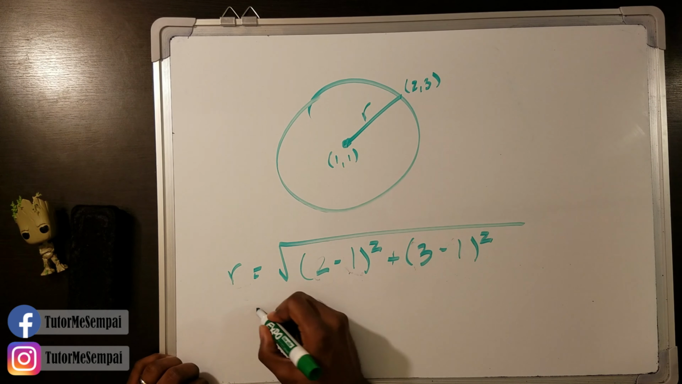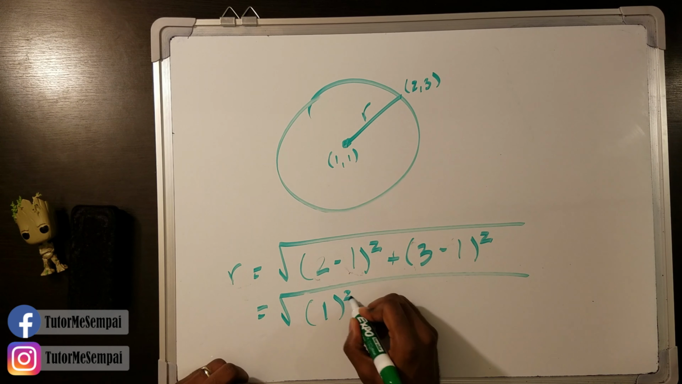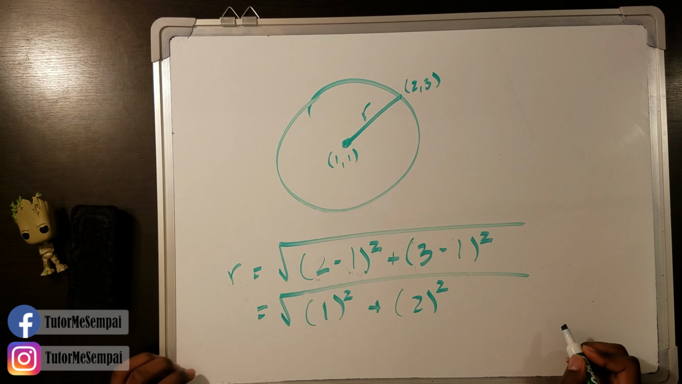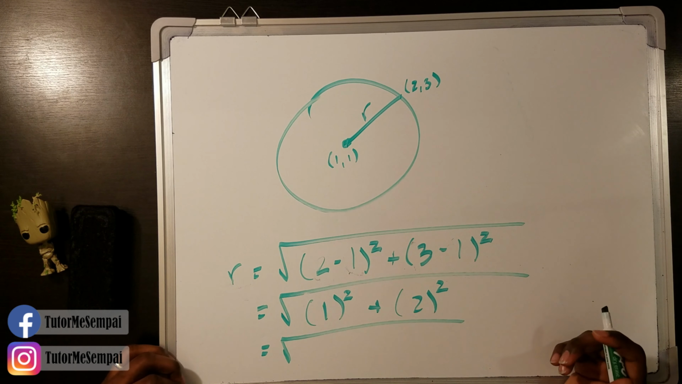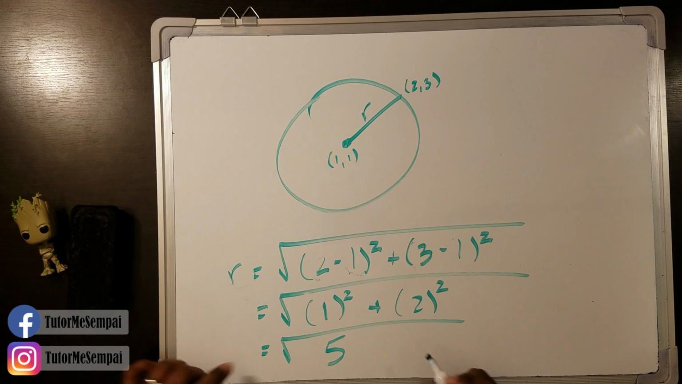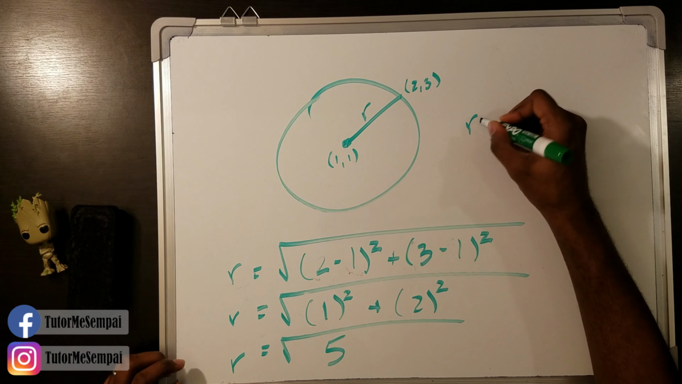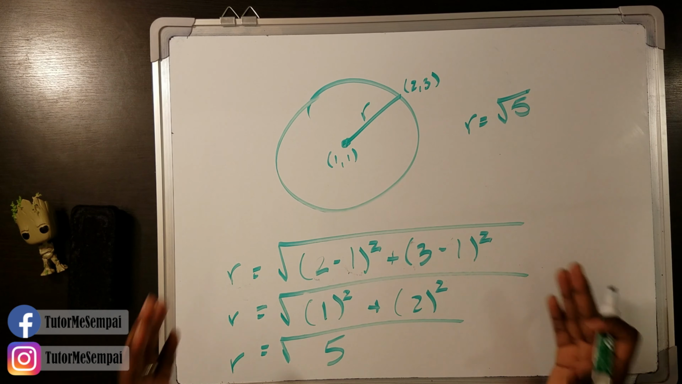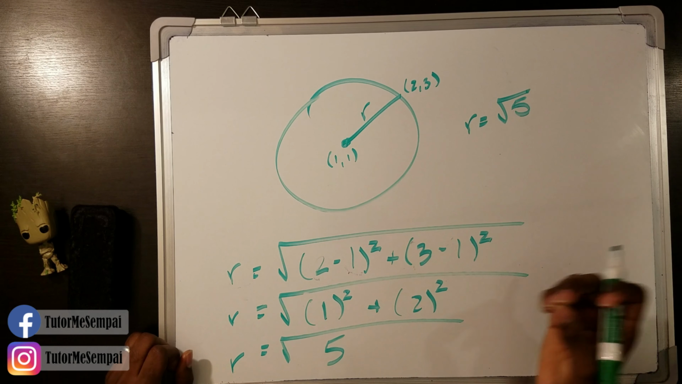So when we do all this, we get the square root of 2 minus 1, which is 1 squared, plus 3 minus 1, which is 2 squared. Then we get the square root of 1 squared plus 2 squared. That's going to be 5, right? 1 plus 4 gives us 5. So r is going to be, in this case, the square root of 5. So this is how we find our radius. Using our distance formula, we can find our radius as long as we have our 2 points, our center and whatever point we're looking at on our circle.